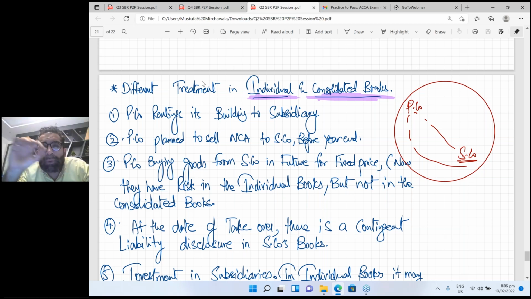Number two, you have to book certain depreciation as well, because in the individual books, the day you classified this asset as held for sale, you stop booking depreciation. But for the consolidation purpose this is a normal non-current asset. So in that case you have to book some extra depreciation as well.